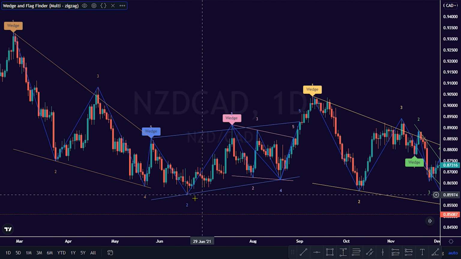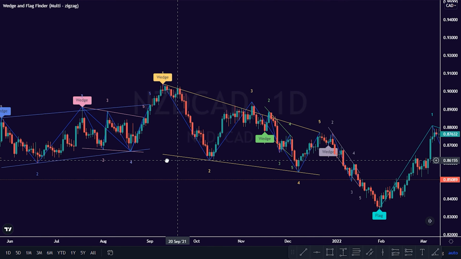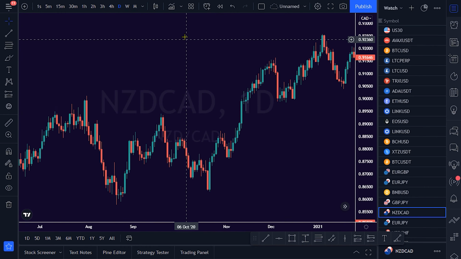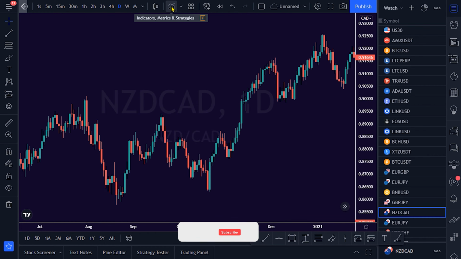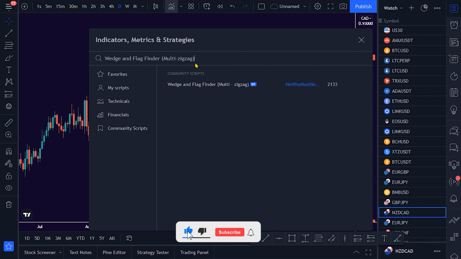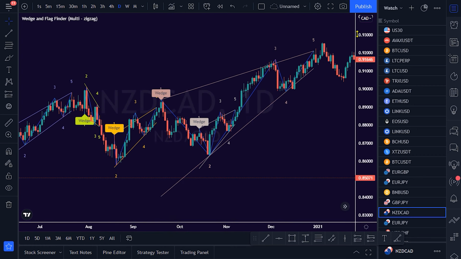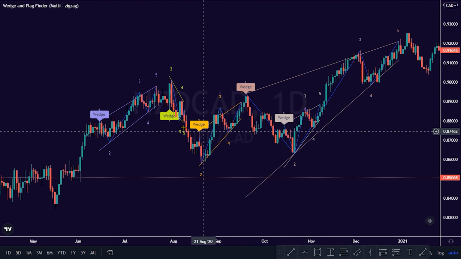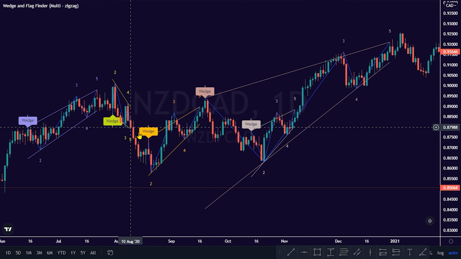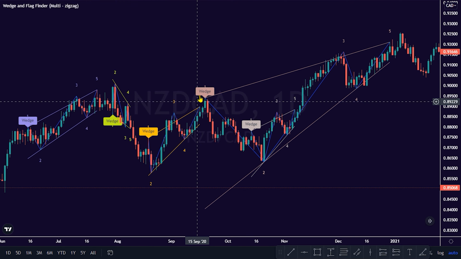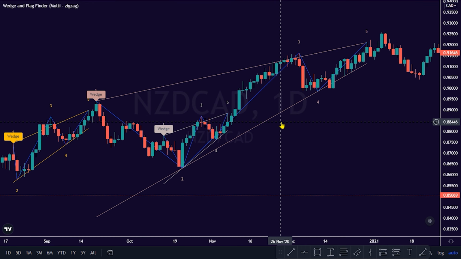the market. To apply this indicator on the trading chart, search the keyword Wedge and Flag Finder multi-zigzag in the TradingView indicator folder here. As we can see, here is the trading indicator. Select the Wedge and Flag Finder multi-zigzag EP by he who must not be named. Here's the trading indicator on our trading chart. As we can see, it already labeled the wedge and flag pattern formations on this price chart.